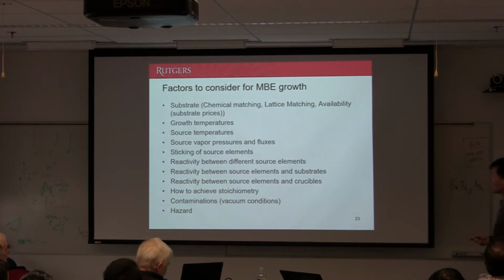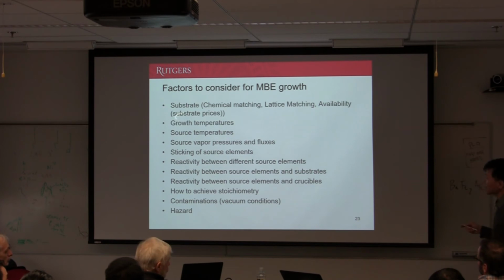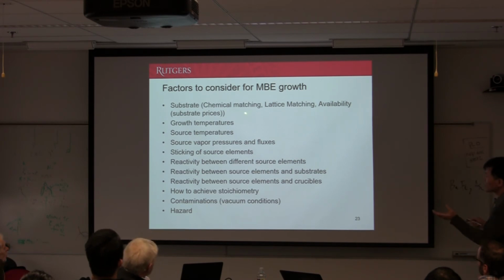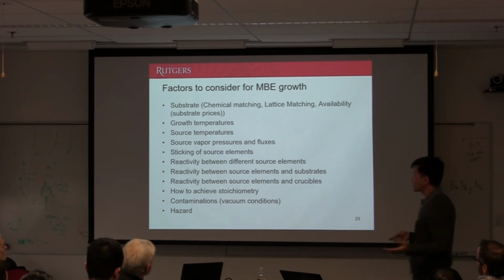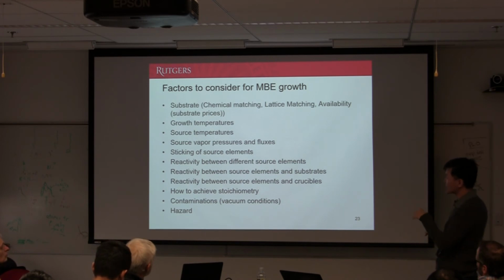Okay, so what kind of things do we have to consider when we do the MBE growth? Substrate is very important. What substrate to choose? How does it match with the material you grow, chemically or in lattice matching, or how expensive the substrate is? We also consider growth temperatures and source temperatures, and the source temperature determines the vapor pressure and flux.